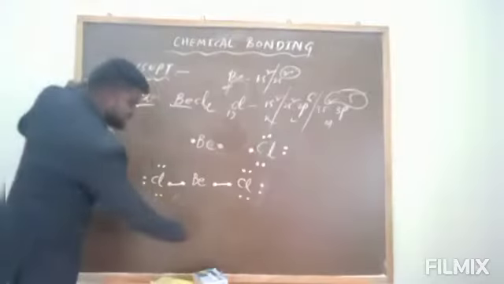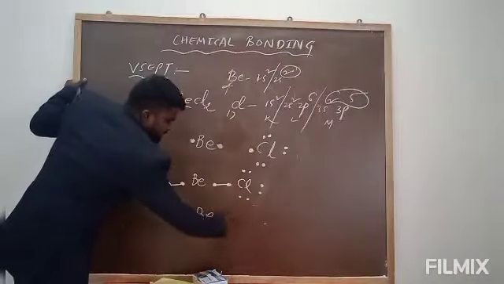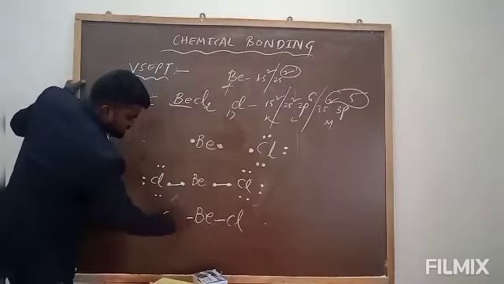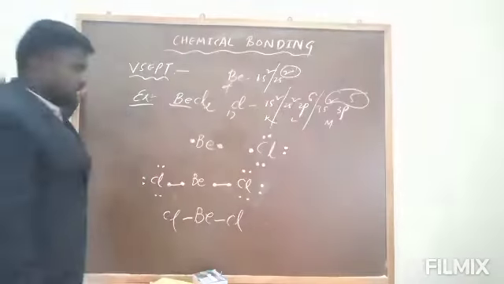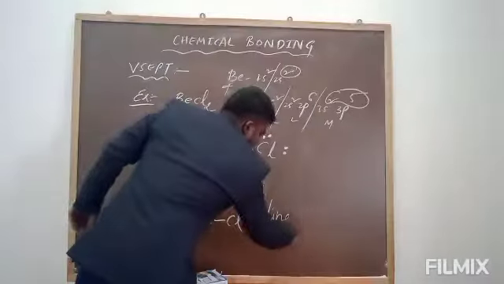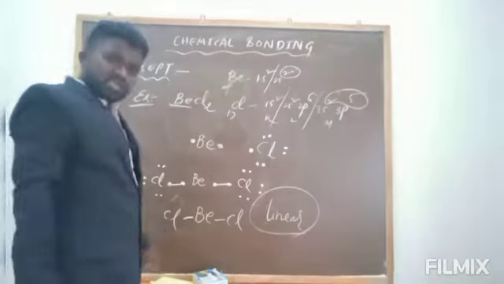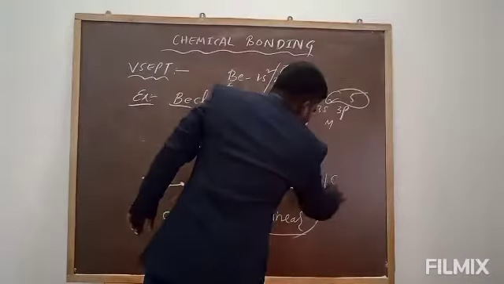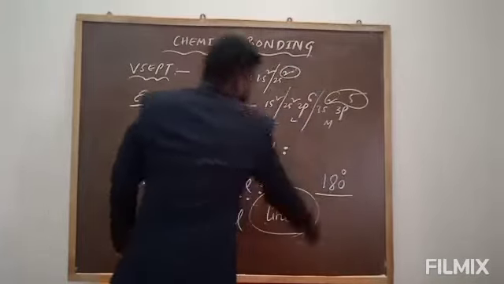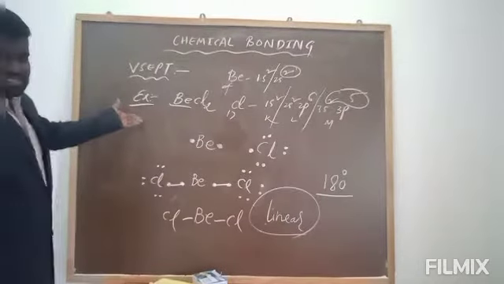Now if we draw the structure, beryllium with 2 chlorines, this shape is looking like a linear shape. So, what is the bond angle of linear molecules? 180 degrees. So, this is the first example.